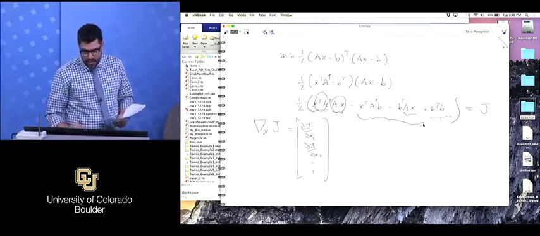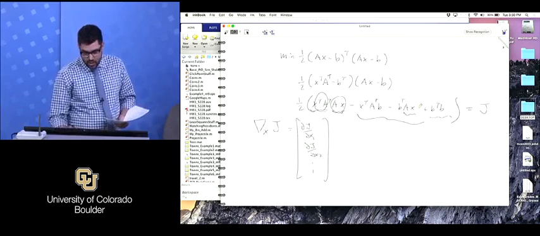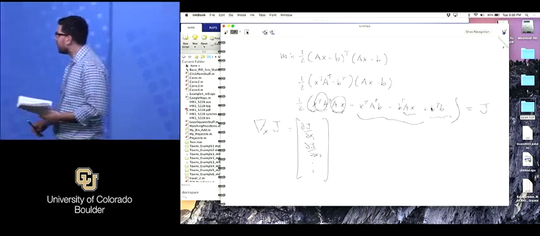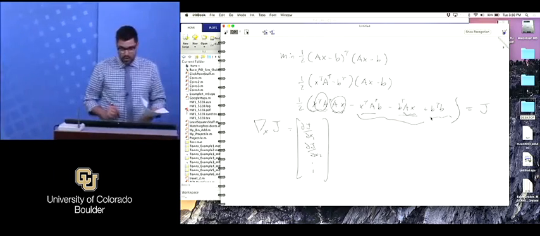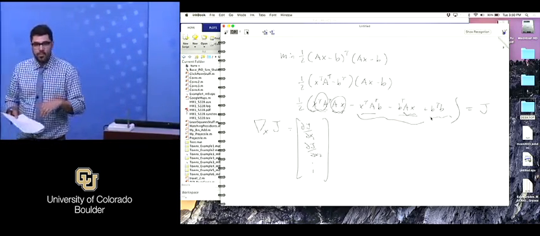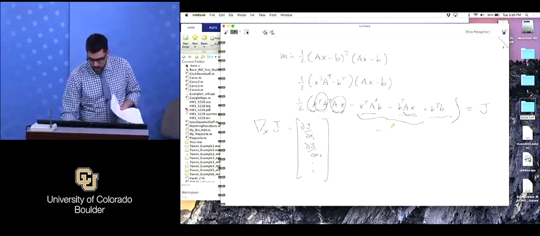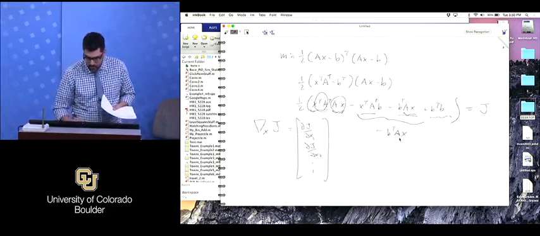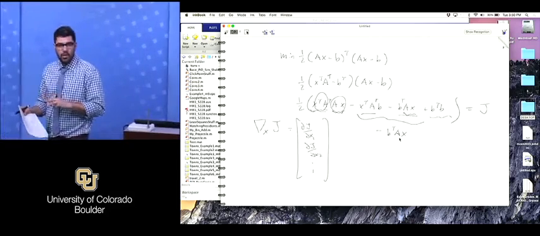I wanted to collect these two terms. So would you agree that these two terms are the same? This term and this term look different, right? But they're not. How do you know that? So actually, they both become minus B transpose AX. Okay? How do we know that?